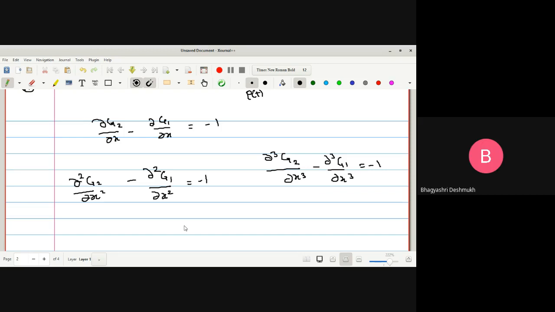First order is B2 plus 2B3x plus 3B4x square, minus in bracket A2 plus 2A3x plus 3A4x square, is equal to minus 1. Okay. Second order is 2B3 plus 6B4x minus 2A3 plus 6A4x is equal to minus 1. And the third order is 6B4 minus 6A4 is equal to minus 1.